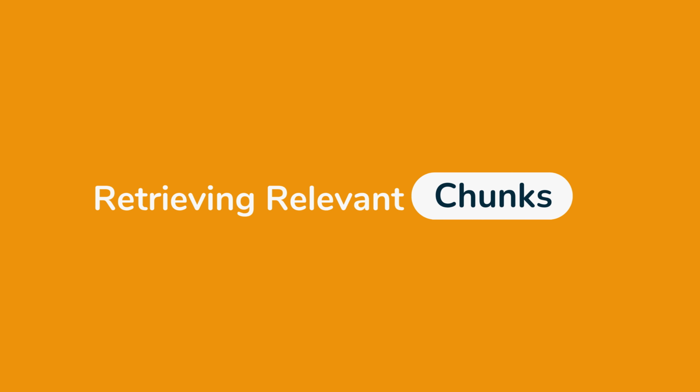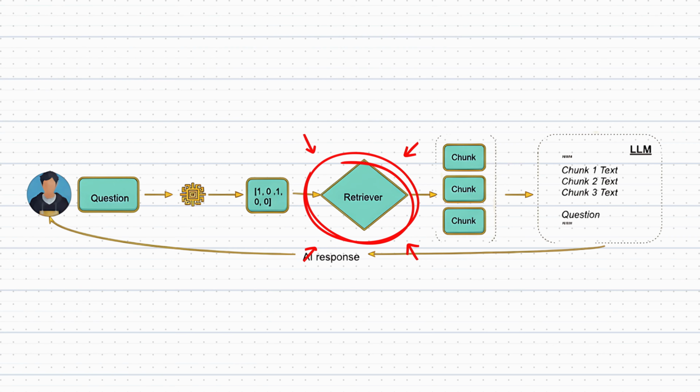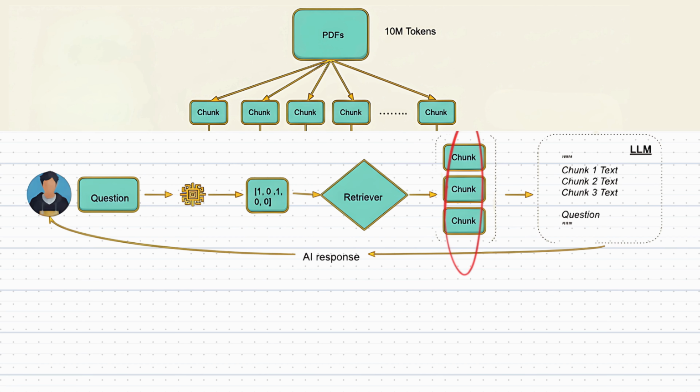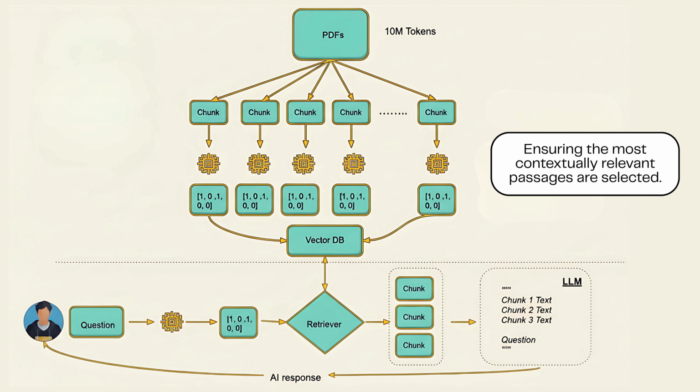Step 2. Retrieving relevant chunks. The retriever uses the question embedding to query the vector store for the most relevant chunks. The vector store returns the top matches ranked by similarity score, ensuring the most contextually relevant passages are selected.